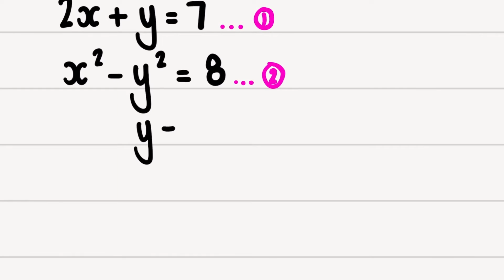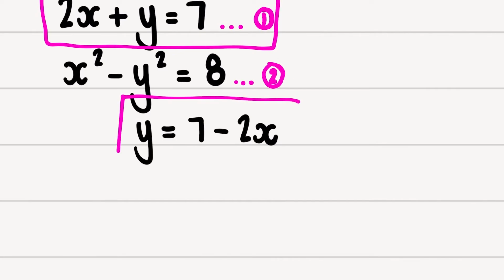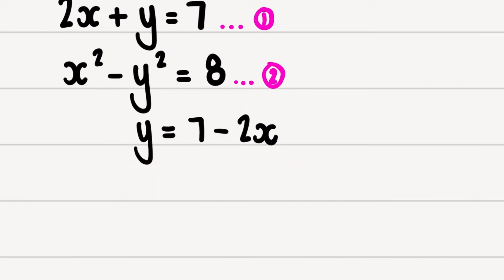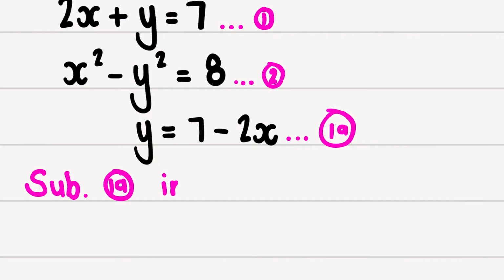So y is equal to 7 minus 2x; the 7 stays the same, and the 2x now becomes negative 2x. I'm going to say that I used equation 1 to determine this, so I'm going to label this equation number 1a. I am then going to substitute 1a into equation number 2. So that means I have 7 minus 2x equal to y. Where I see the y, I'm going to put the 7 minus 2x.